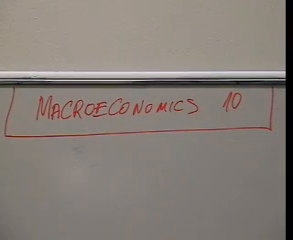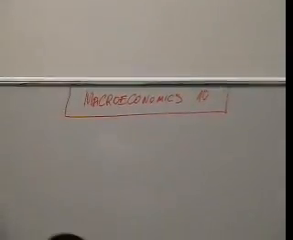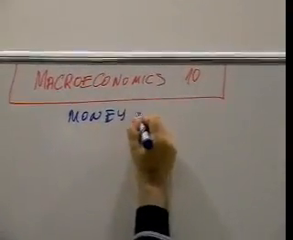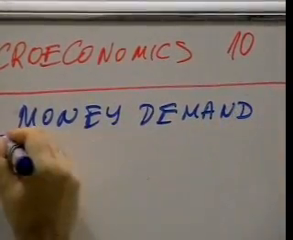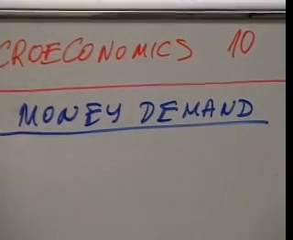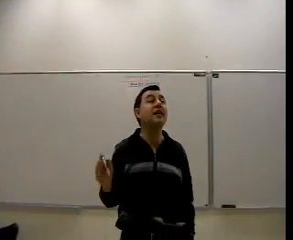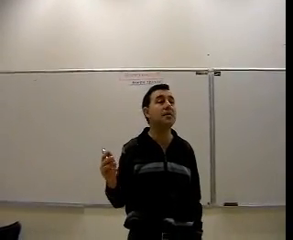Macroeconomics, lecture number 10. Today's topic is demand for money, or money demand. The objective today is to explain five fundamental factors determining money demand.